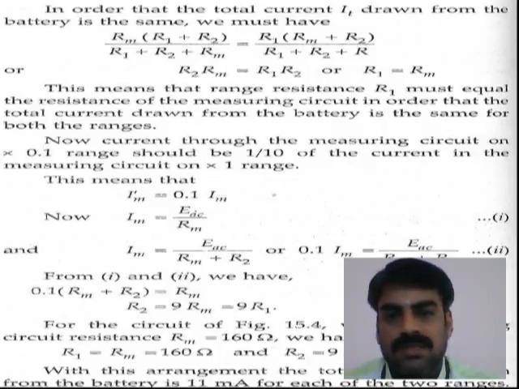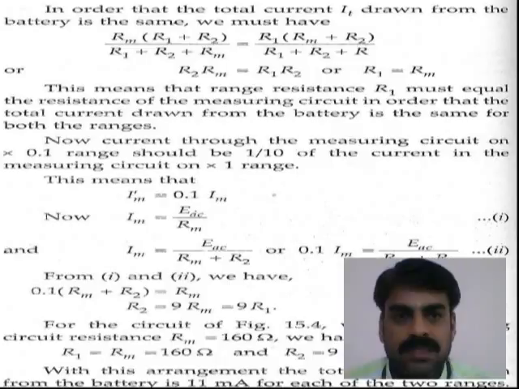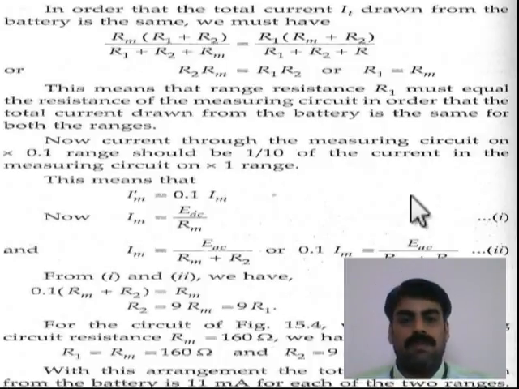The same thing is shown here. So these two are equal, it is 160 ohm, and R2 is 9 times that value, it is 1.44 kilo ohm. According to these resistor values, if we calculate the total current IT drawn from the battery, it will be 11 milliampere. So this is how, by choosing proper values for R1 and R2 irrespective of range, we are able to maintain constant current drawn from the battery.